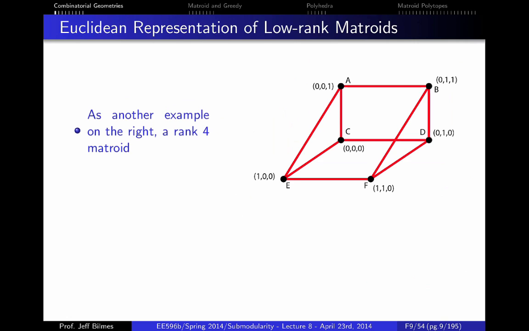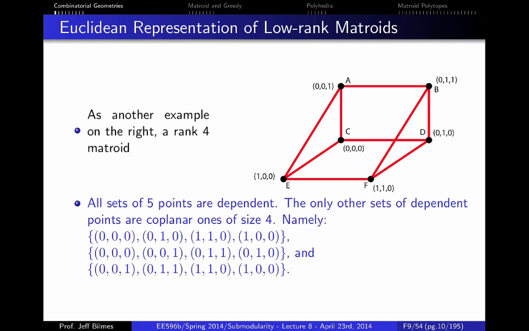So the rank of the total matroid, because it exists in R3, is going to be one more than the projective space within which this matroid exists, and that's rank 4, right? Because all of the matroid spans a subspace of dimension 3, and the rank, in the matroid sense, is 1 more than that. Okay. And so basically, all sets of 5 points are dependent because the matroid is rank 4.